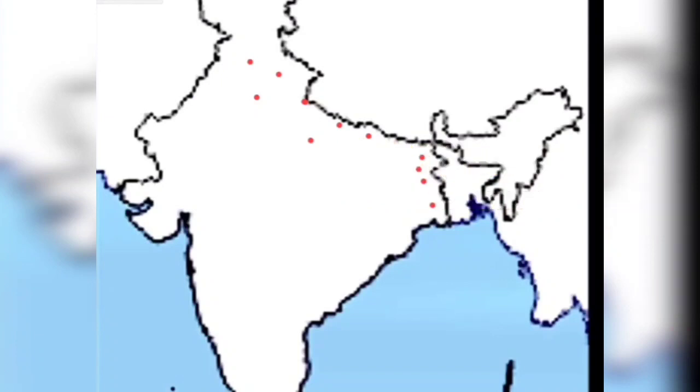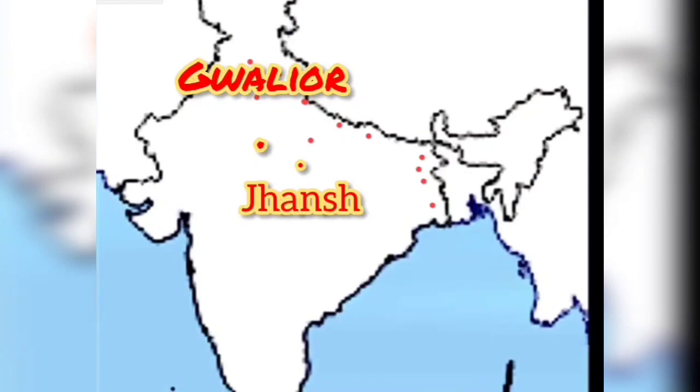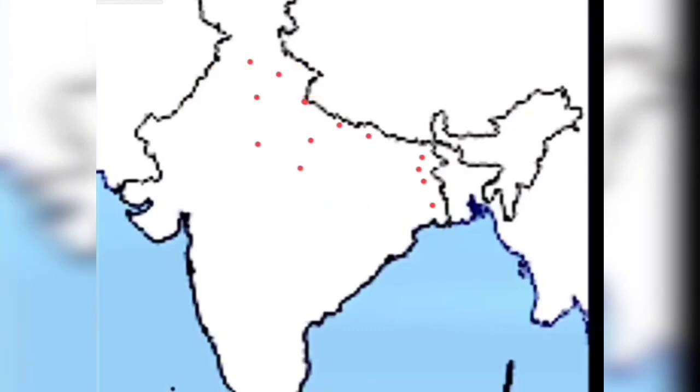The next one, Gwalior, how am I going to mark it? See, this is Gwalior, this is Jhansi. The next one, the 8th lesson map. What places are given in the 8th lesson map in your book? Kheda Satyagraha.